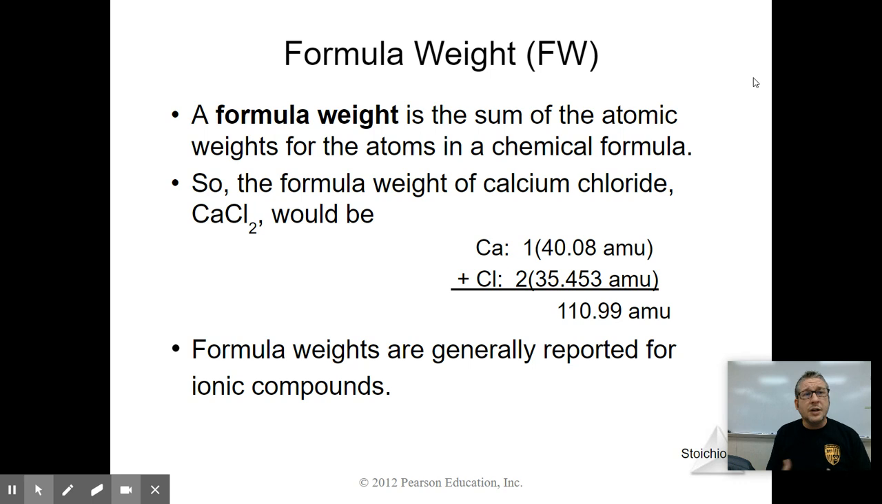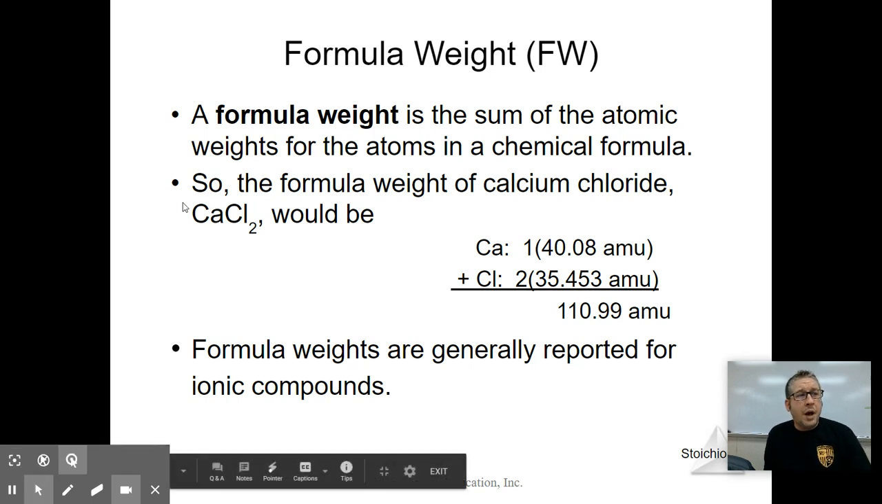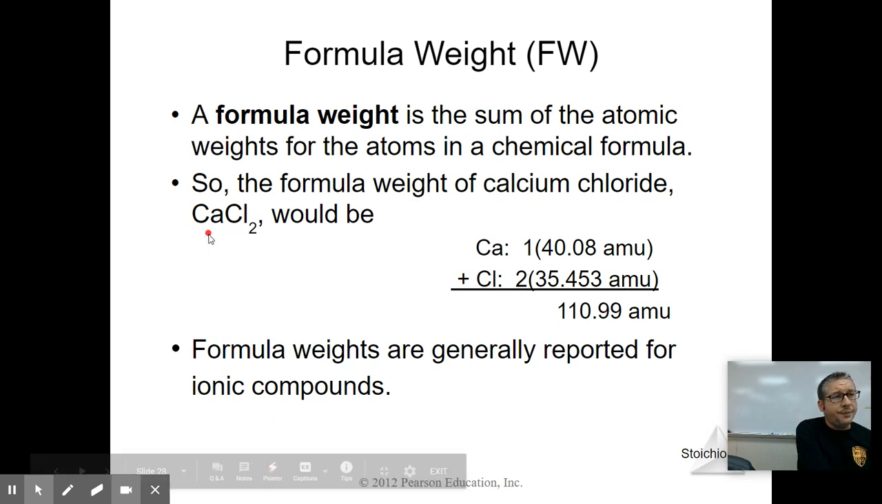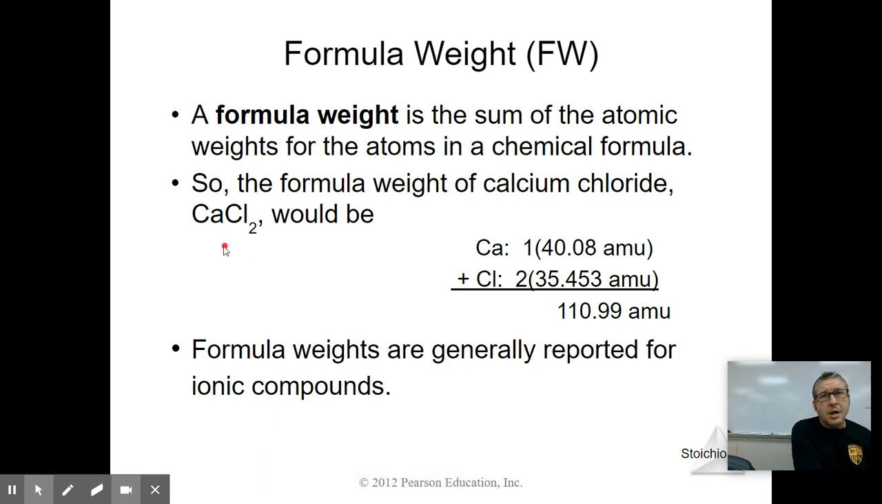All right. So let's look at calcium chloride. Calcium chloride, it's an ionic compound, formula CaCl2. Okay, that means that there is one calcium and two chlorines. So we need to figure out how much does calcium chloride weigh? Okay, what's its overall mass?